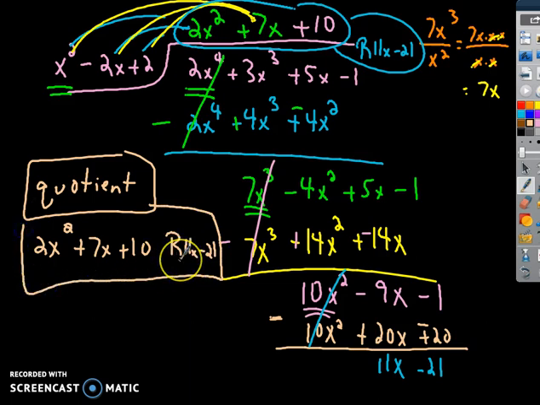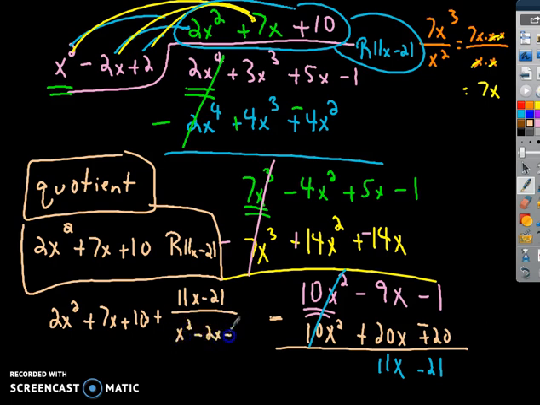Now you can write this remainder other ways. Another way you could write it is 2x squared plus 7x plus 10. The other way you write the remainder is, if you remember from long division, you could take the remainder and put it over what you divided by. So it should be 11x subtract 21 over x squared subtract 2x plus 2. So you could have written it this way.